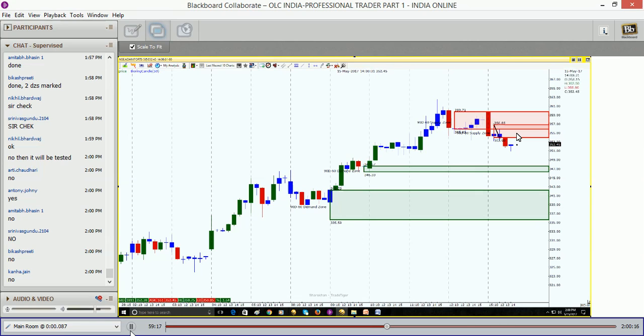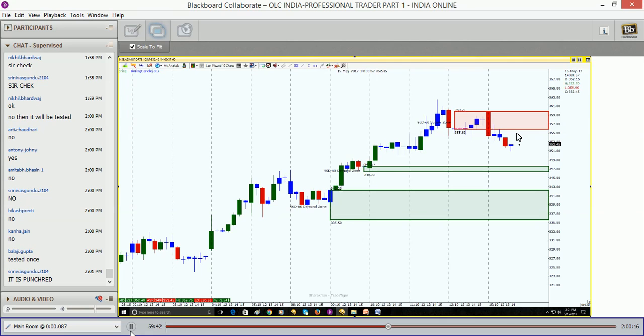Can you see prices have come back and touched the zone after your leg out candle? After the leg out candle, prices have come and touched the zone, which makes this zone tested. Hence, you cannot mark this as your supply zone. We're looking only for fresh zones, friends.